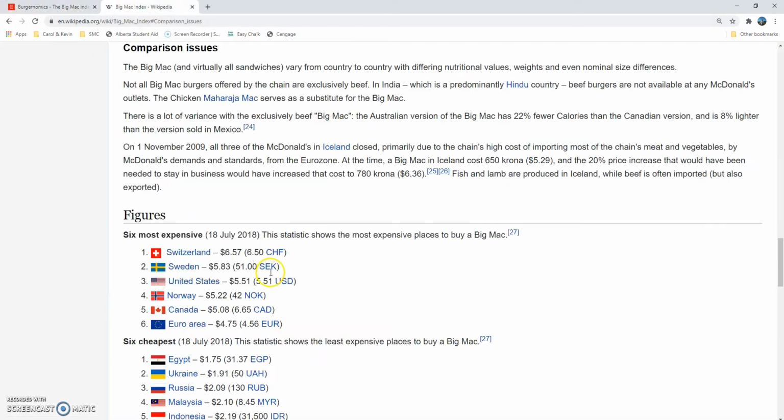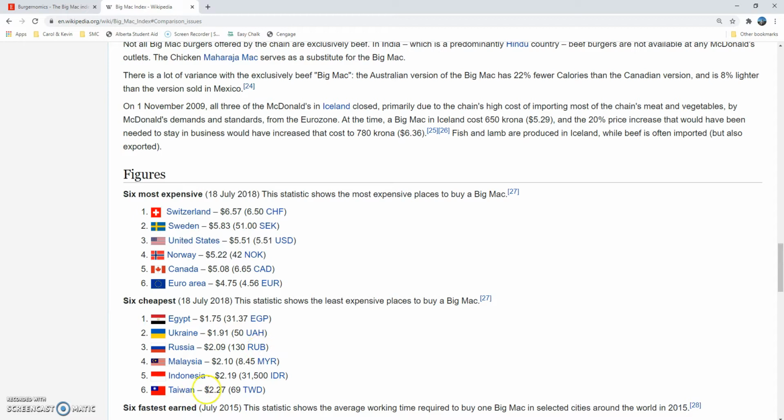So here's a Big Mac index on Wikipedia, basically showing the most expensive places to buy a Big Mac. Switzerland and Sweden, very expensive. The cheapest places, Taiwan, Indonesia. So with the law of one price, what this would state is you should go to Taiwan, buy a Big Mac for $2.27, go into Switzerland and sell it for anything less than $6.57, and you could make $4 easy dollars. But that assumes there are no transportation costs, which we know there are, and there might be someone at the border stopping you from bringing in old Big Macs.